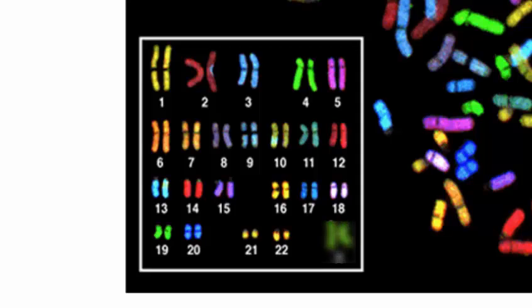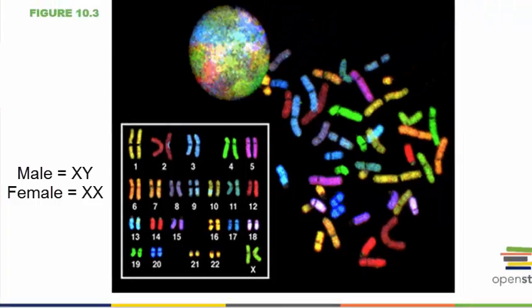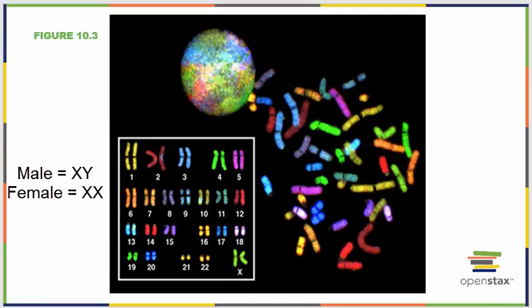The first 22 pairs are autosomal, and that means that they are not related to the sex of the individual. The 23rd pair are known as the sex chromosomes. In this instance, there are two X sex chromosomes, meaning this karyotype belongs to a female. If there were an X and a Y, this karyotype would belong to a male.